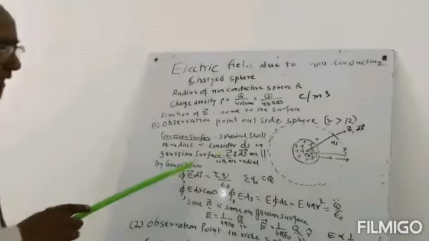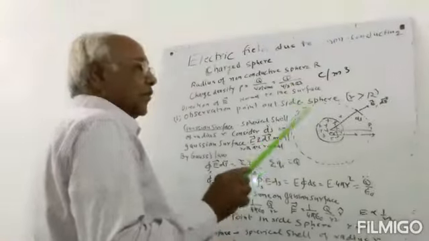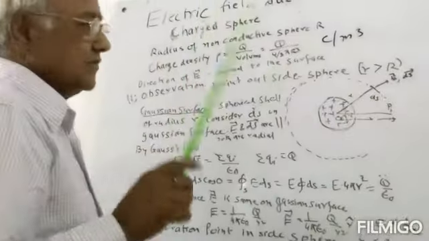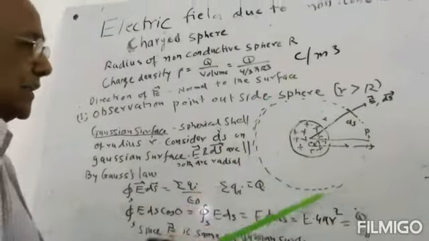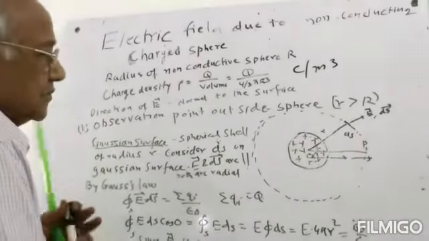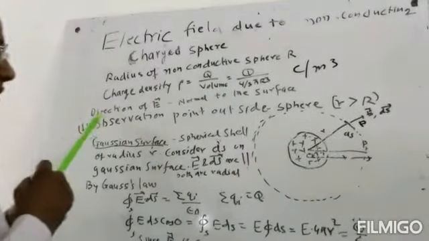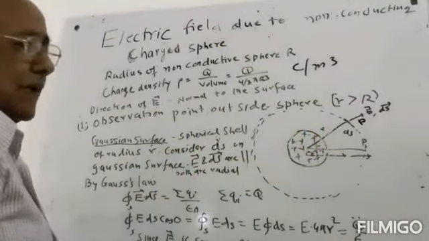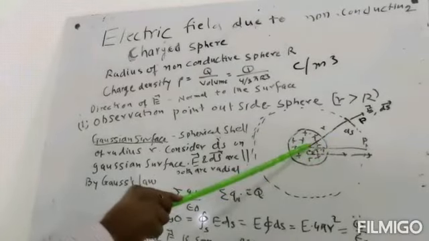The direction of electrical field will be always normal to the surface. So it will be always in the radial direction. Now if we take an observation point which is outside the non-conducting sphere, and let this point be P here. The distance from the center of the sphere, OP, is equal to small r. So now we will construct the Gaussian surface and the Gaussian surface will be a spherical shell whose radius is small r.